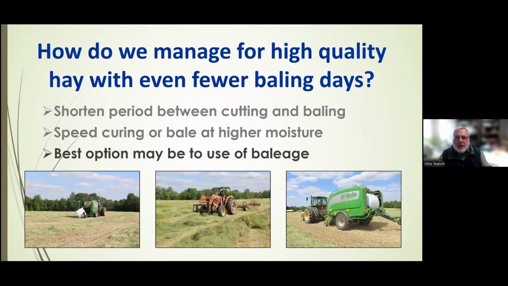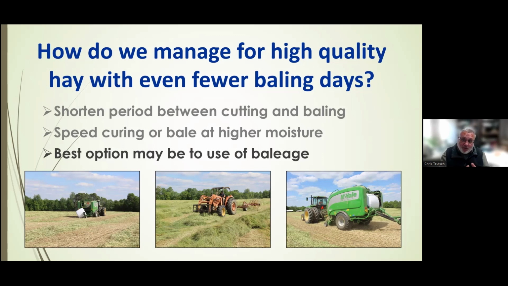And really, we've been seeing an increase in the use of baleage in the transition zone. So that's when we bale at a higher moisture, and then we wrap that hay with a plastic film, and then that hay goes through a fermentation. And what this does is it allows us to cut one day and bale the next day and wrap that forage. And that shortens that period between cutting and baling.